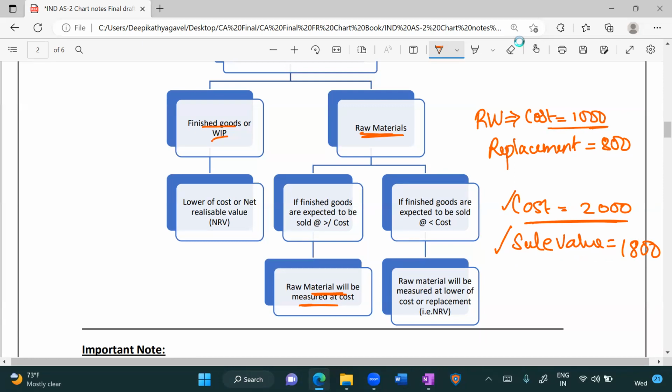So in case it's a raw material, you will see whether the finished goods are expected to be sold at a value greater than its cost or less than its cost. If it is going to be sold greater than its cost, then the raw material will be measured at its cost itself. But if the finished goods are expected to be sold at a value less than its cost, then your raw material will be measured at lower of your cost or your replacement value.